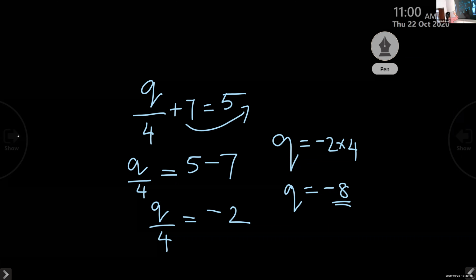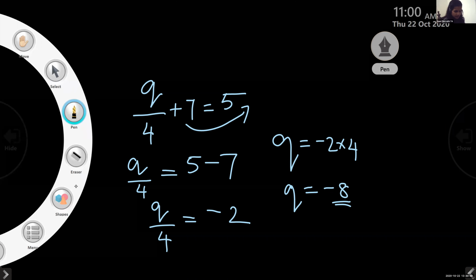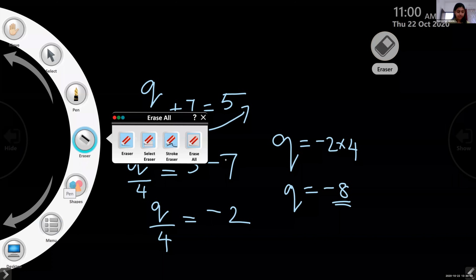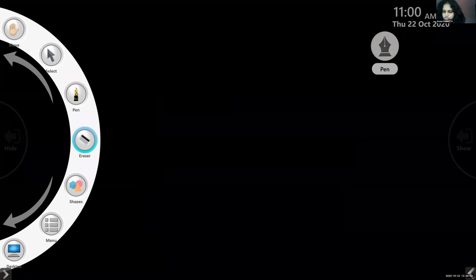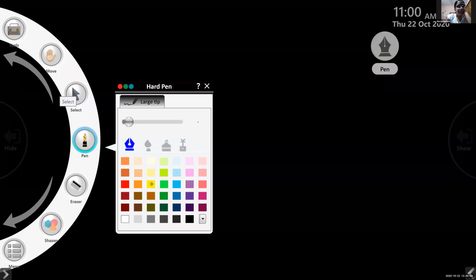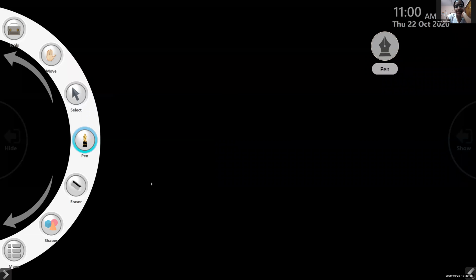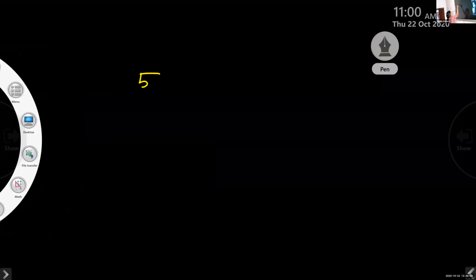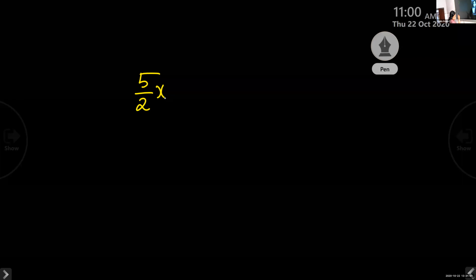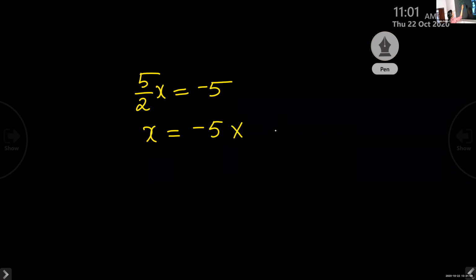Have to multiply. It is 5 divided by 2 into x equal to negative 5. 5 by 2 x is equal to negative 5. So what you will get is x is equal to negative 5 into 2 by 5, isn't it? Multiply by the reciprocal, right? Yes, ma'am.